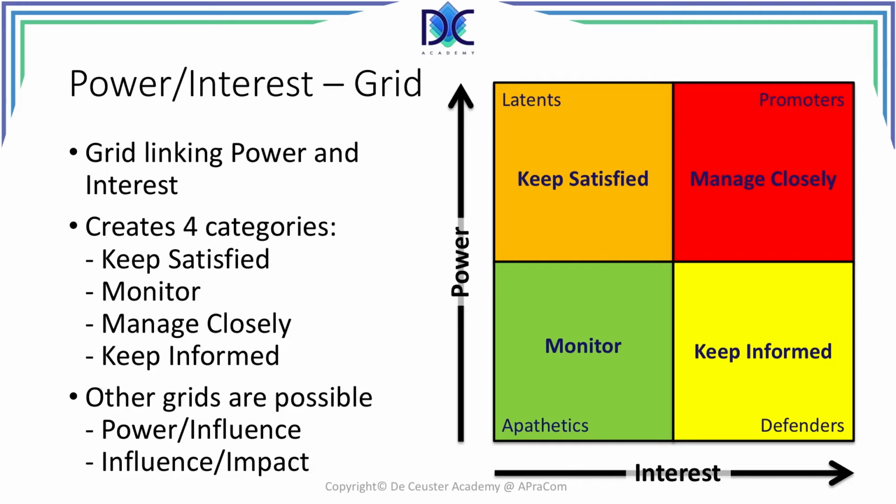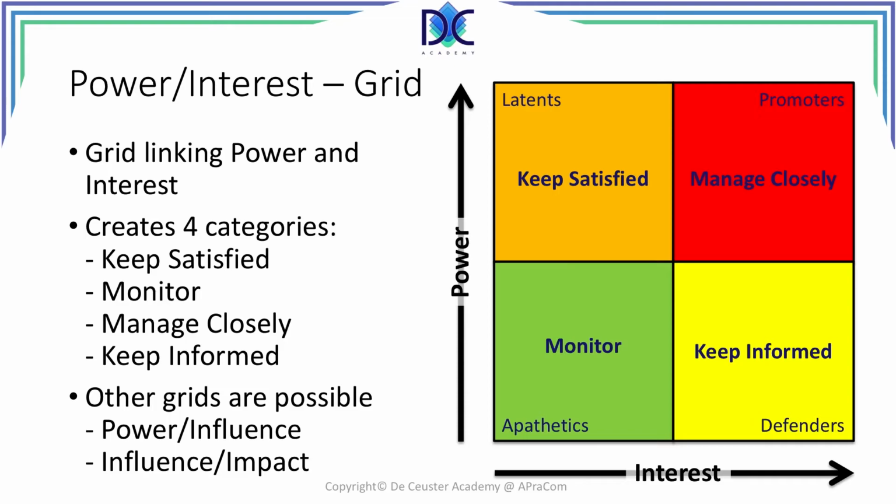High interest and low power, these people we have to keep informed. We call them defenders. People with low interest but high power are the latents, and we have to keep these people satisfied. Low interest and low power, we have to monitor those people, and we call them the apathetics. It is important to evaluate stakeholders during the ongoing project because their power or interest can change.